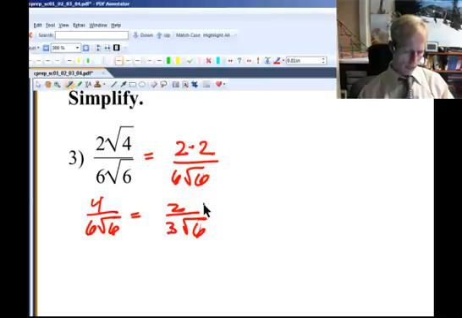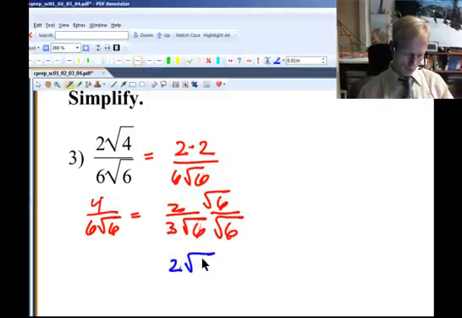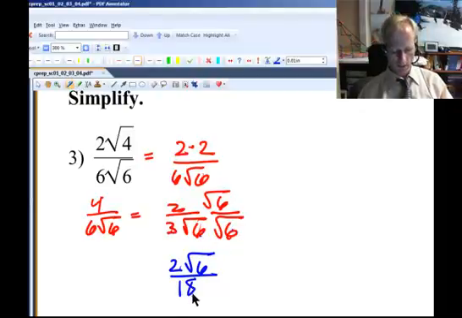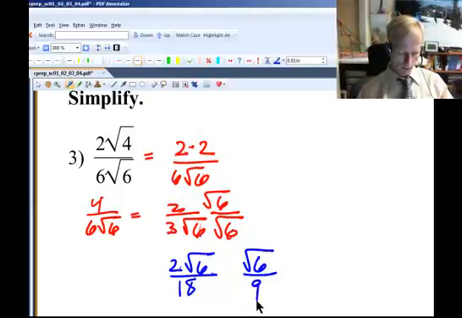So then I need to rationalize, which means get rid of the radical in the denominator. So I multiply by a fraction that's equal to radical 6 over radical 6, and I get 2 radical 6 all over 18, because radical 6 times radical 6 is 18, and then 2 over 18 is 1/9. So my final answer is radical 6 over 9.